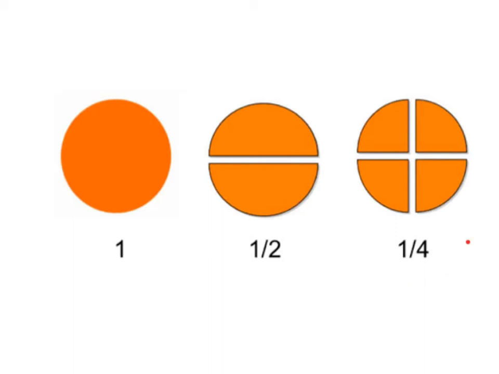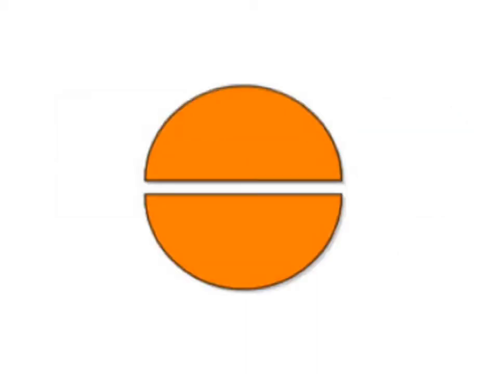And this picture here represents quarters. The circle has been divided into 4 equal parts, and that's what the bottom part of this fraction tells me. And this part of the fraction here tells me how many pieces I'm counting. I'm counting 1 part out of the 4 parts. So this fraction is showing me halves.